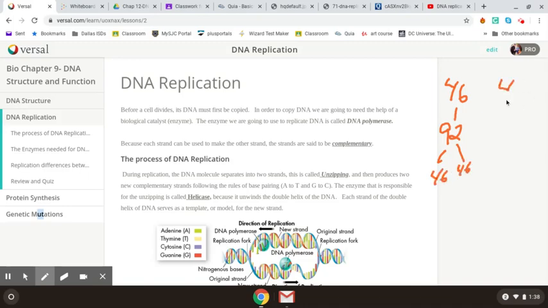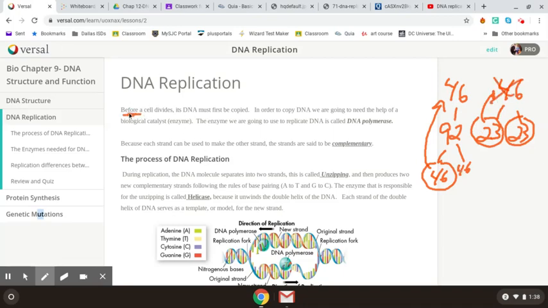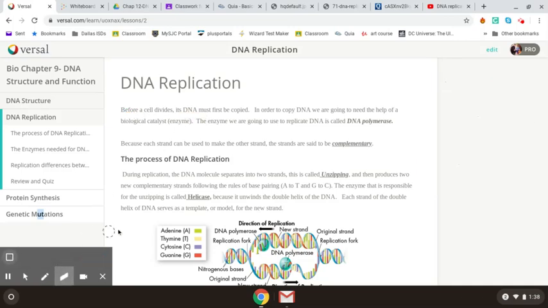We cannot split before we replicate, because if we split before we replicate, our new cells will only have half of the genetics that our original cell has, and they will not be equal to the original parent. And that's what we want. We want the offspring to be equal to the parent. Here, these are not equal to the parent, so that would not be a good thing. So before the cell divides, DNA must be copied first. That's really important.